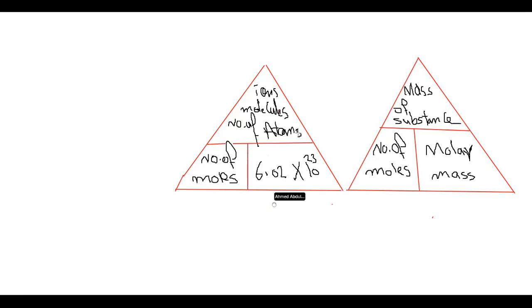So we have two rules of number of moles. First rule, which is very important: we can get number of moles by this rule, the number of moles equals mass of substance divided by molar mass. While number of moles according to Avogadro's number equals number of ions or molecules or atoms divided by 6.02 times 10 power 23. Okay?